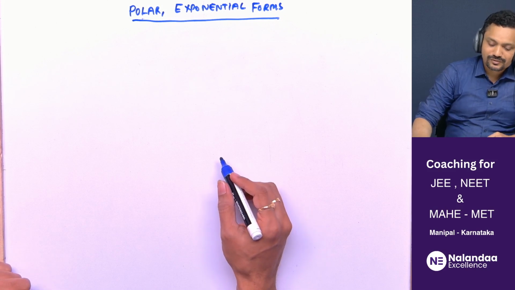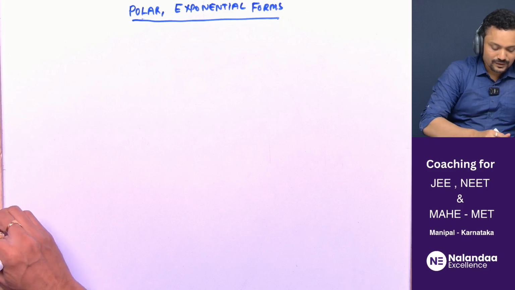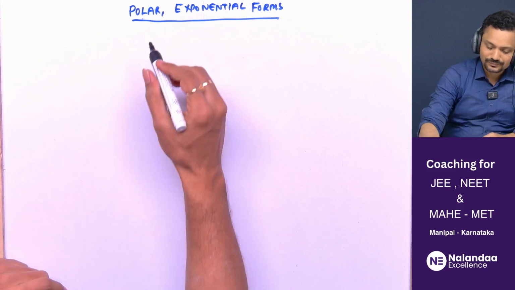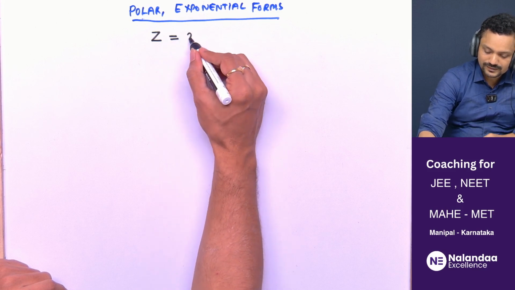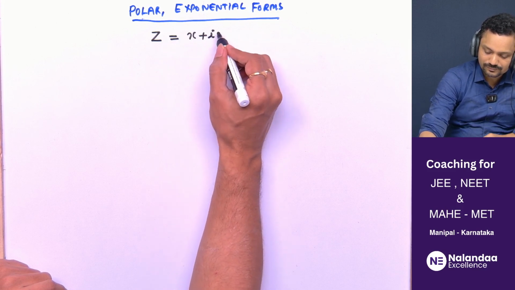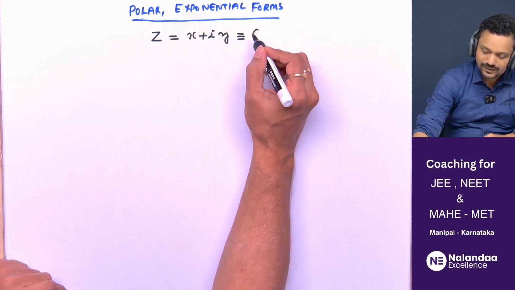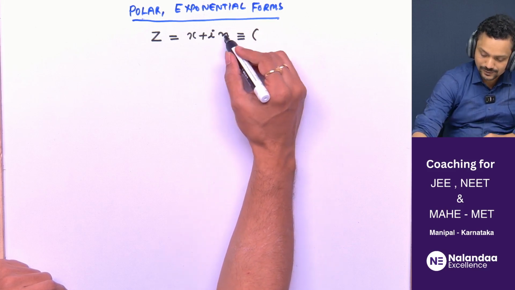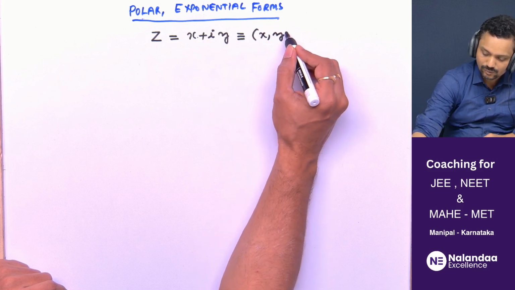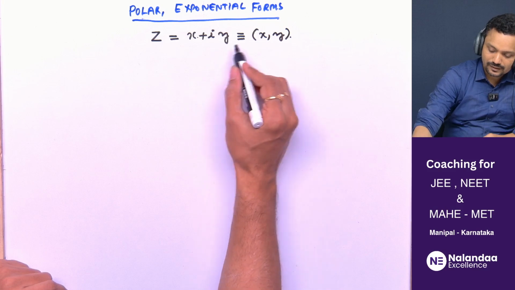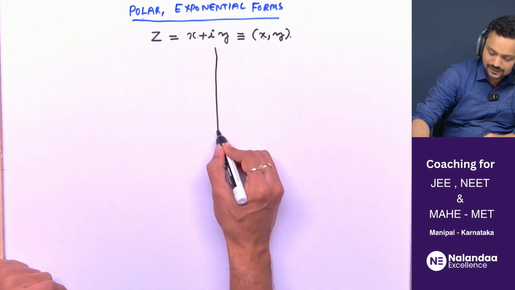So the first thing I want to say is, if you take a complex number, we know a complex number is a number of the form z is equal to x plus iy, and we know that this complex number can be treated as an ordered pair. So we can take this complex number as x comma y. Once you take it as an ordered pair, it can be plotted on a plane.